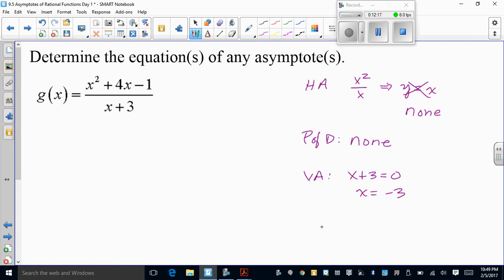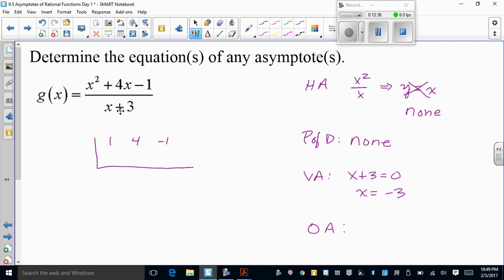And this is where we have to use some synthetic division. So, reminder on the synthetic division, all the terms have to be there. Degree 2, 3 terms, we're good. And change the sign on this guy to negative 3.